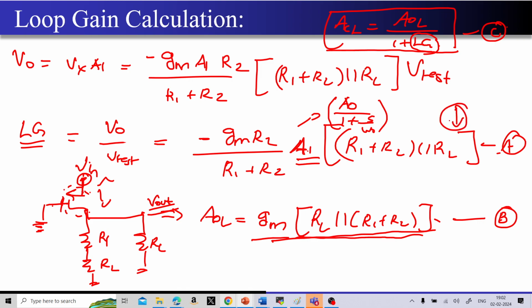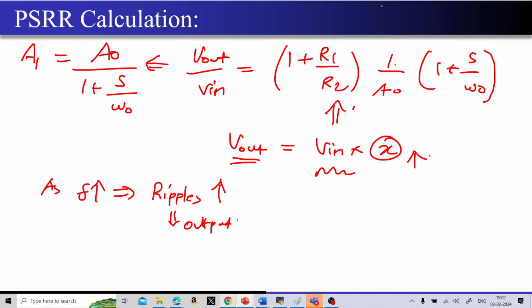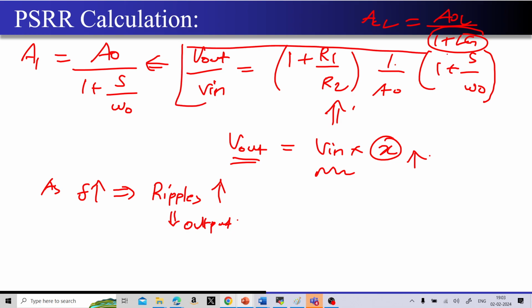Because my loop gain has reduced, my loop cannot react very fast. And because my loop gain has reduced, and you know the closed loop gain is nothing but A open loop upon 1 plus loop gain, correct? So now because the loop gain has started to decrease, the ability of the feedback system to catch these ripples and reject them is also decreasing with the frequency. And this is what this equation is actually highlighting.